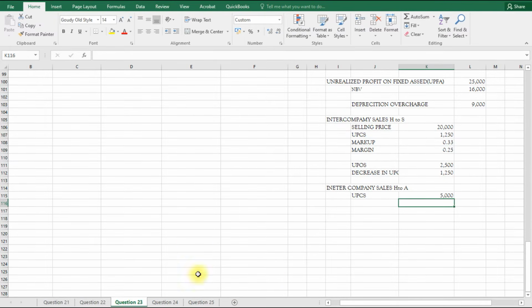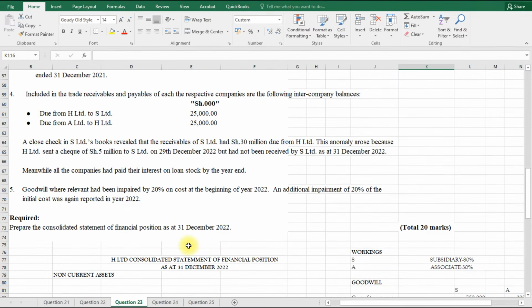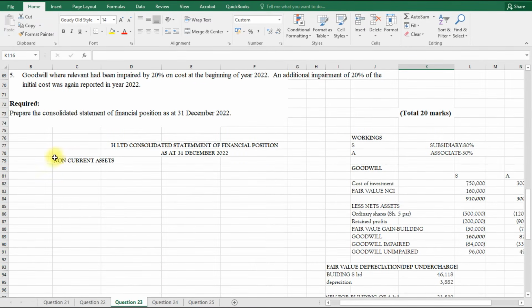And I think that's all that we had. Already we have calculated the goodwill. This was the intercompany, we shall deal with that. Yeah, we're done. We can now start with our consolidation. We start with consolidation now.